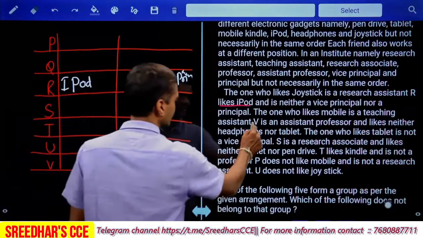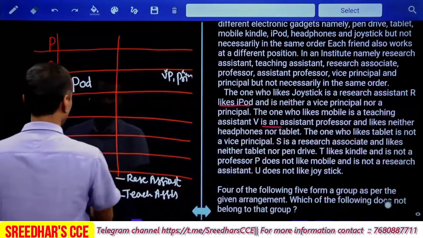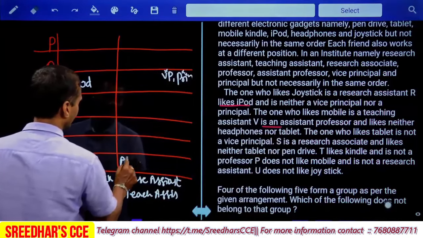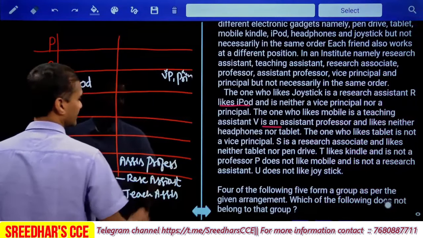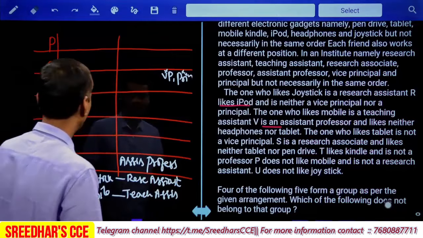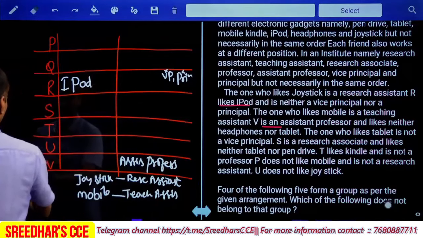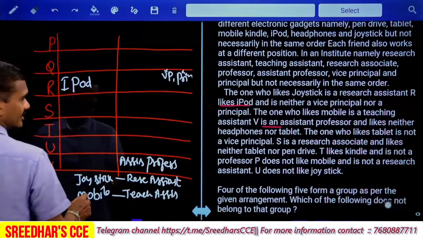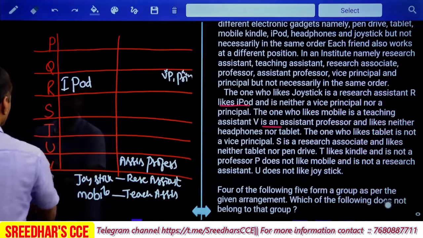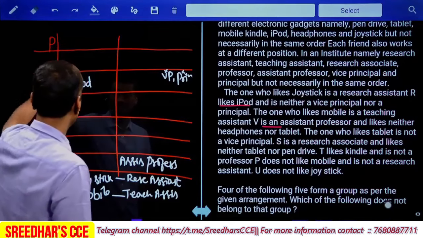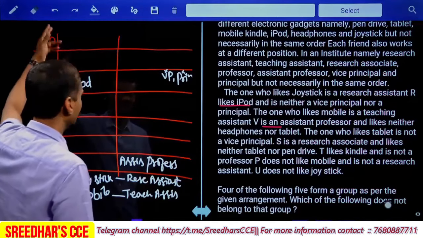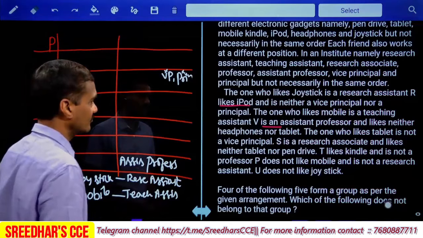And V is an assistant professor. Now V, assistant professor, clearly given. And at the same time, V likes neither headphone nor tablet. V likes neither headphone, hence headphones are ruled out. And neither tablet, hence tablet is also ruled out. Hence, tablet and headphones can be at any one of these other places. V likes neither a headphone nor a tablet.